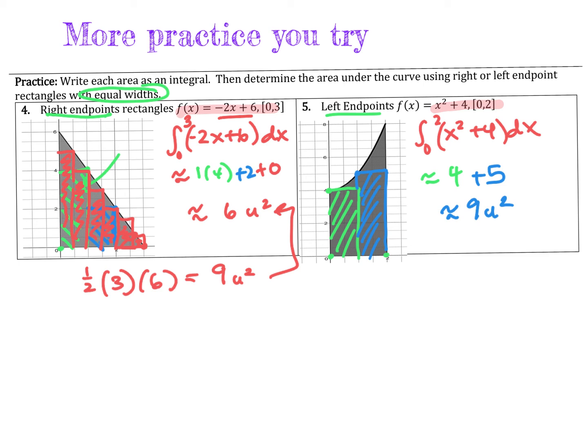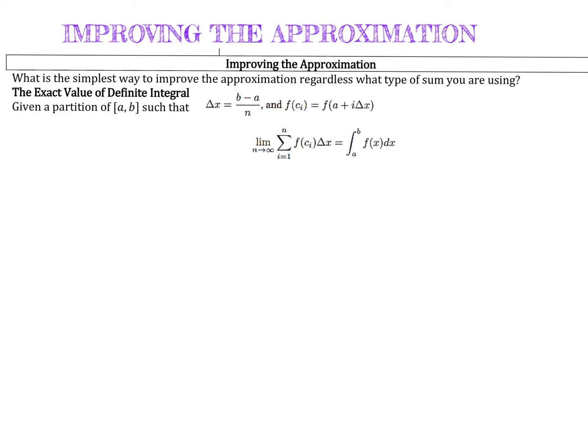But if we had constructed left-handed rectangles and had more of them, and this is actually going to lead into our next idea, if I used more rectangles, the better the approximation, because look at all this extra area that I'm including now that I wasn't including before with my approximation. So if we want to improve the approximation, how do we do that? That's what we're going to look at next.